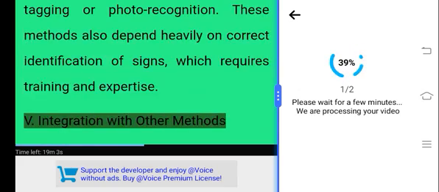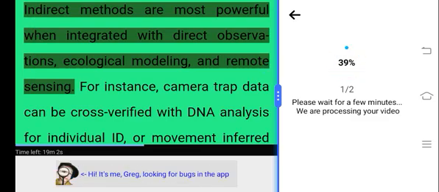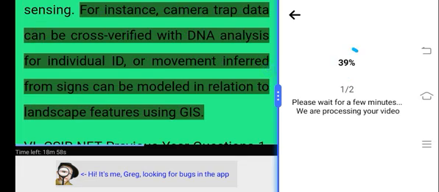5. Integration with other methods. Indirect methods are most powerful when integrated with direct observations, ecological modeling, and remote sensing. For instance, camera trap data can be cross-verified with DNA analysis for individual ID, or movement inferred from signs can be modeled in relation to landscape features using GIS.